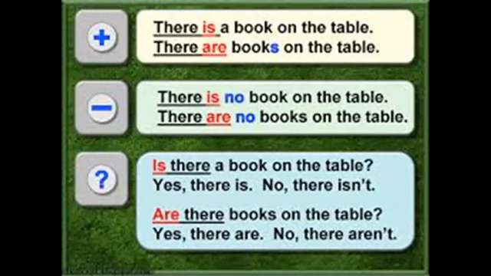Short answers with there is and there are. Remember, in the English language, you cannot say simple yes or no. For example, yes there is, no there isn't. Are there books on the table? Yes there are, no there aren't.